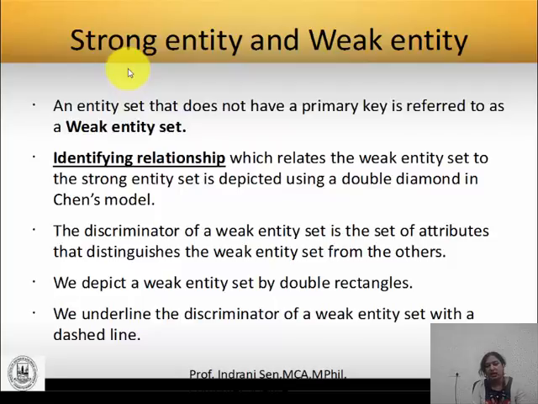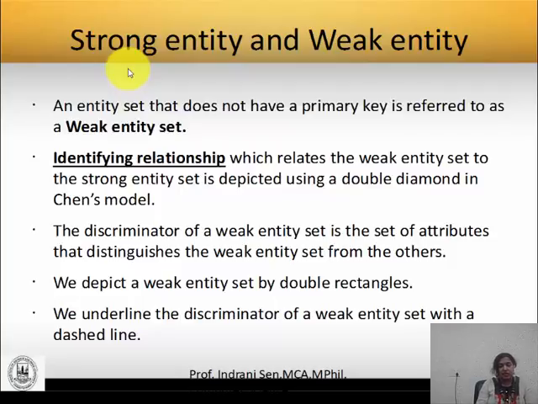What is a weak entity? A weak entity is an entity which does not have a unique identifier. For example, we can talk about a mark sheet. A mark sheet does not have any unique identifier. A mark sheet is identified with the help of the seat number of the student whose mark sheet it is. So it can be considered as a weak entity.